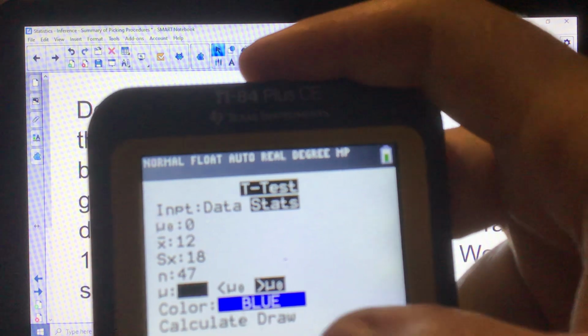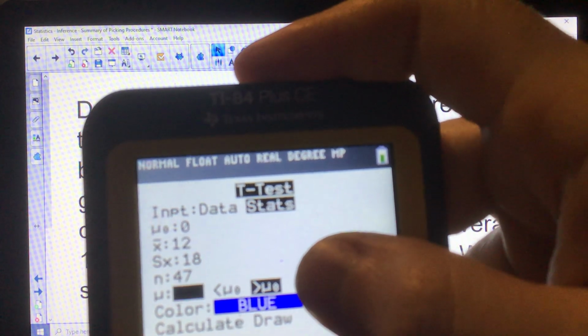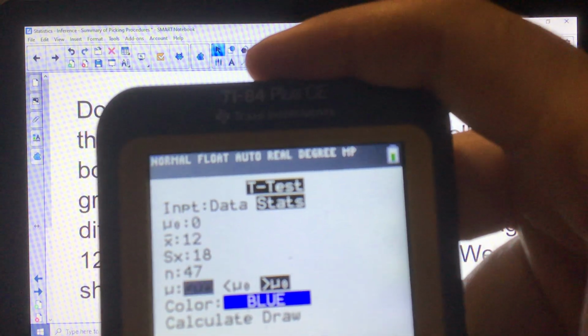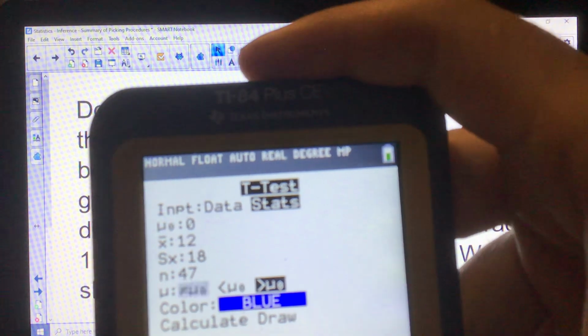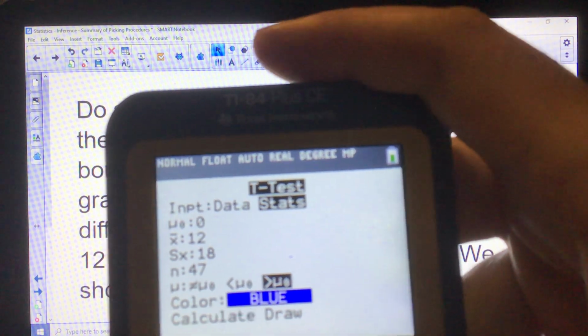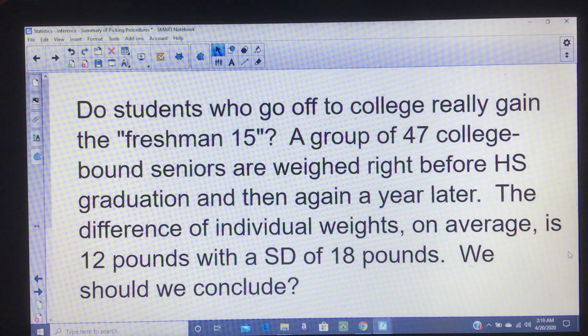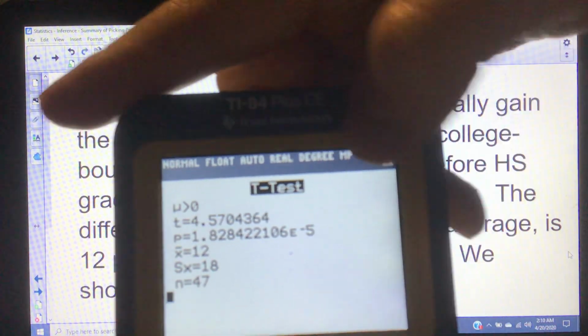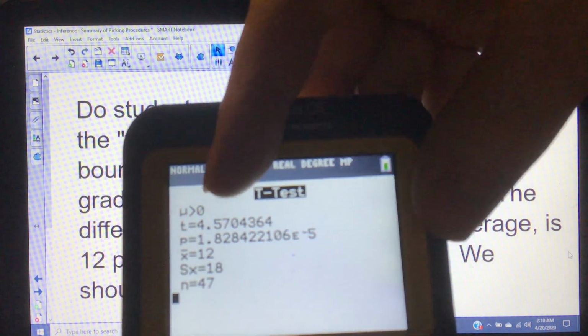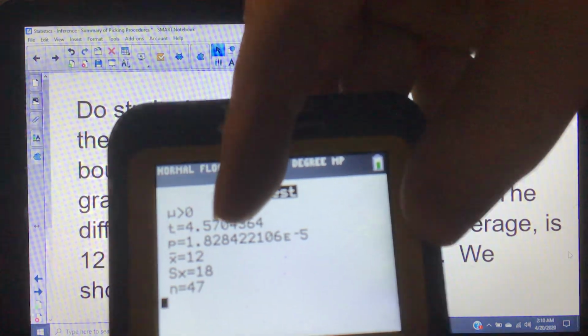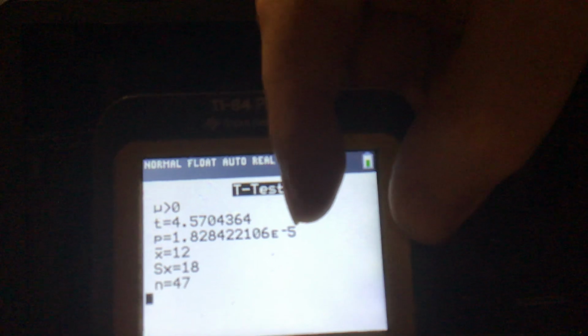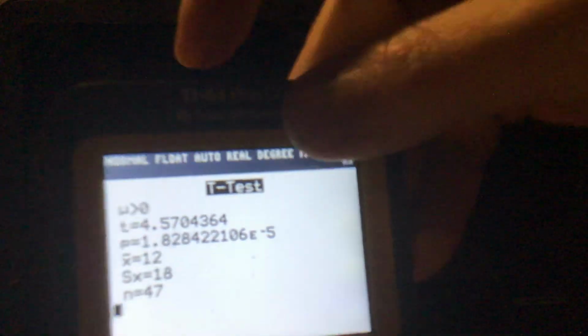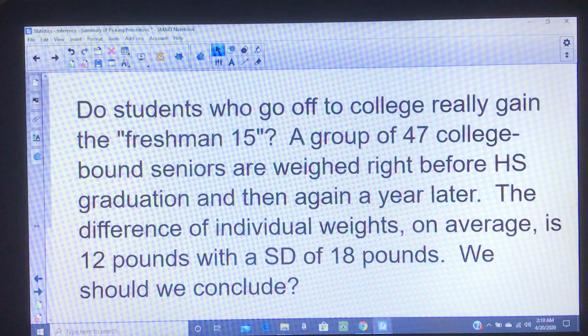So I'm going to keep doing the one-sided test. I want to see if the mean is now greater than 0. My null is going to be that 0. My alternative is going to be that it's actually greater. We'll calculate. And given the null hypothesis was 0, we're actually going to go with the alternative because the t-value came out pretty high. The p-value is actually quite low. So remember, a low p-value goes against the null.